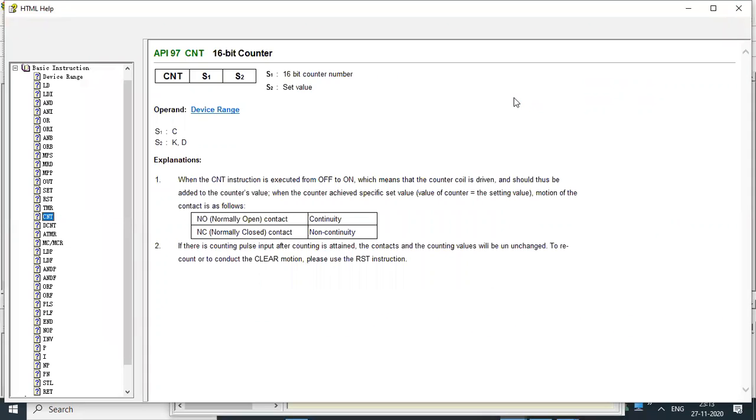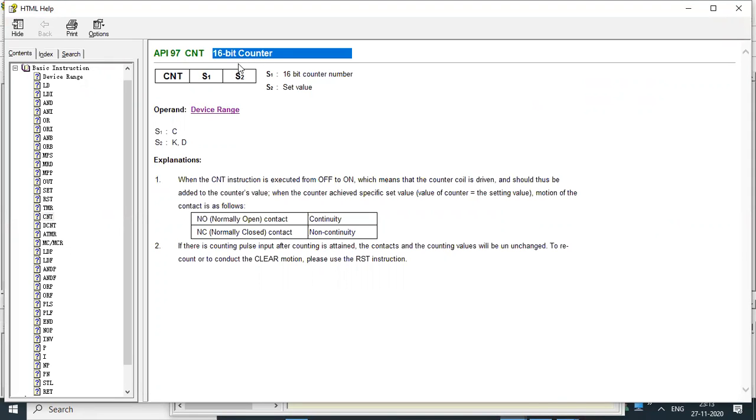If you want to know the information about the counter, you can go for help. CNT is the counter, which is a 16-bit counter, and it has two variables, S1 and S2. S1 is the counter number, and S2 is the set value. Like a timer only, nothing is different from the timer.